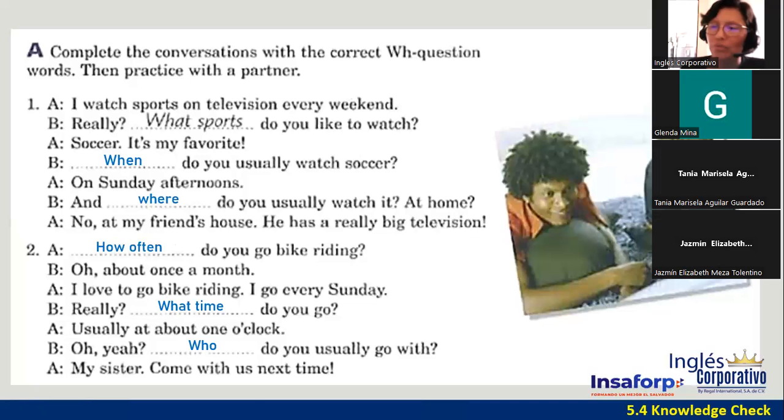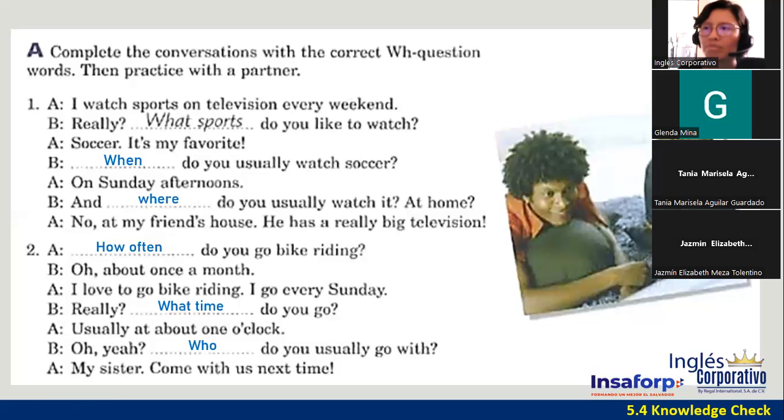Now, let's go ahead and read the conversations, okay? Vamos a leer las conversaciones. Let's go ahead and do this. Vamos a practicar. Bueno, somos solo chicas hoy, ¿verdad? Así que las cuatro, si ustedes tienen la oportunidad, vamos a practicarla una y una. Glenda, ¿puede practicar conmigo la primera conversación? Can you practice with me? Okay. I'm going to be B and you're going to be letter A.